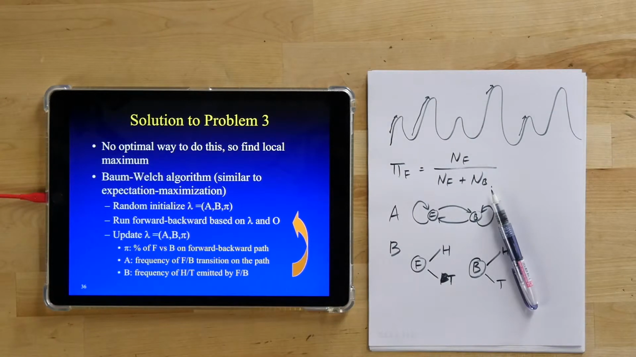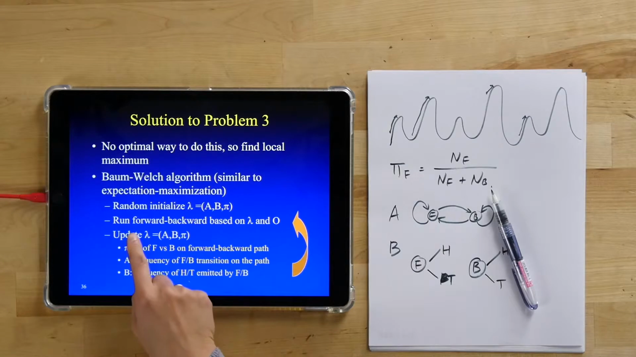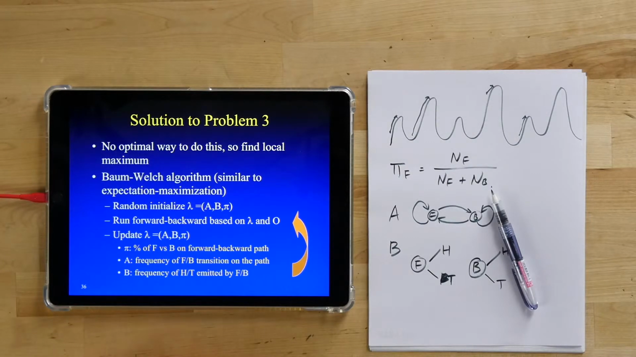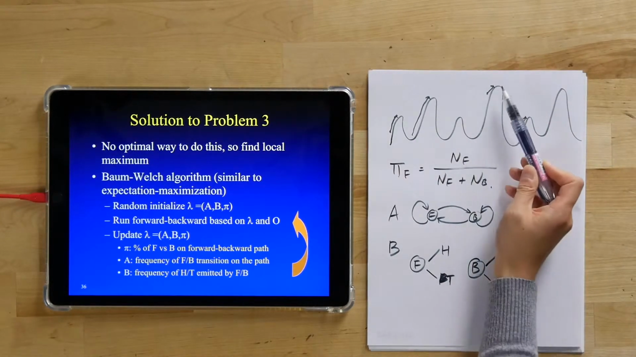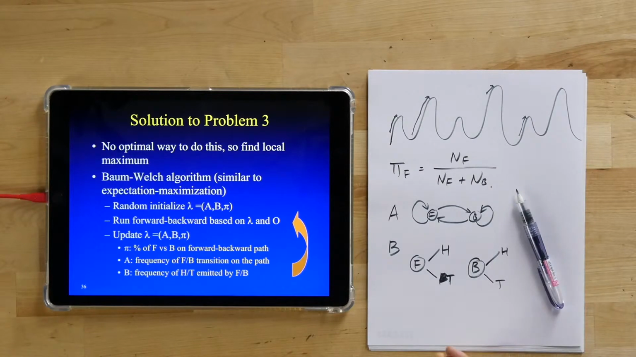And so that's how the solution for the third problem works. You can see we can run the forward, backward to assign the path, or the states of each coin, and use those assigned coins to update all the parameters in your hidden Markov model. And eventually you'll get somewhere, but make sure you start a number of times so that hopefully you'll get the optimum solution.